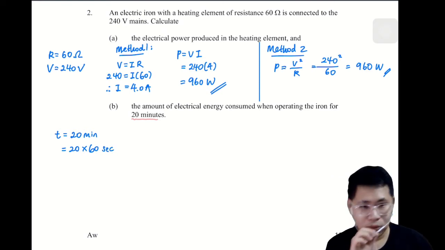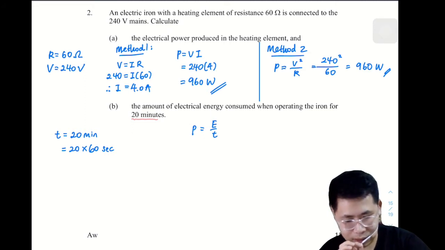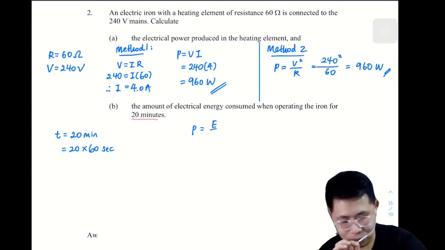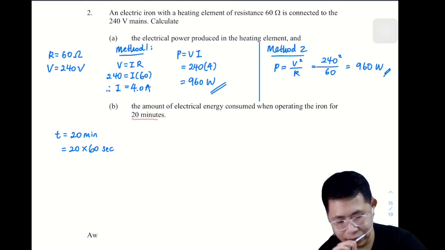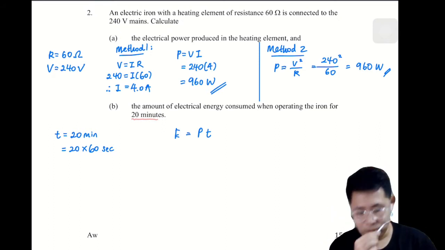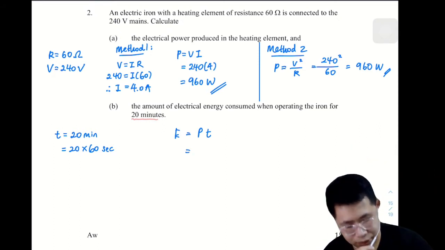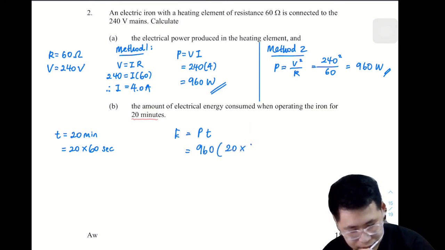Okay, so how do we find energy? Energy is equals to power times time, or power is equals to energy over time, correct? So energy is the power times time. I will just rewrite it like this: energy is equals to power times time. Important formula. So power that we found earlier in part 1 is 960 watts, and the time is 20 times 60.